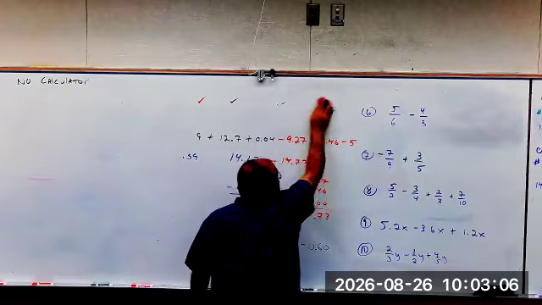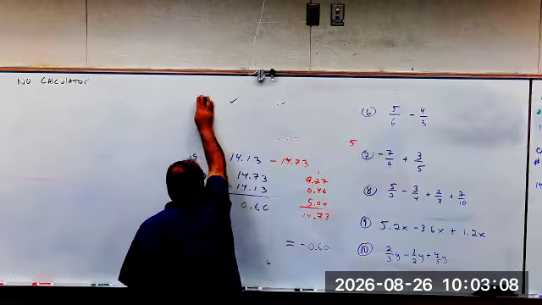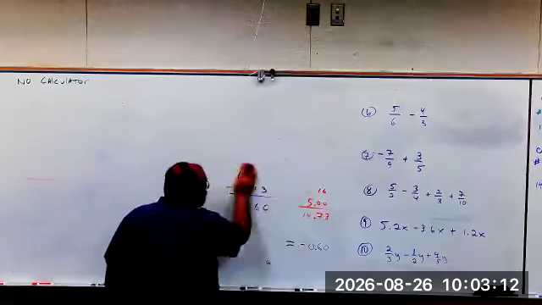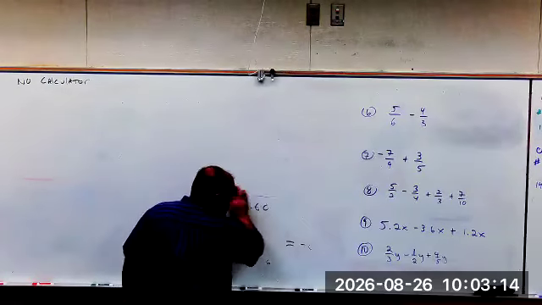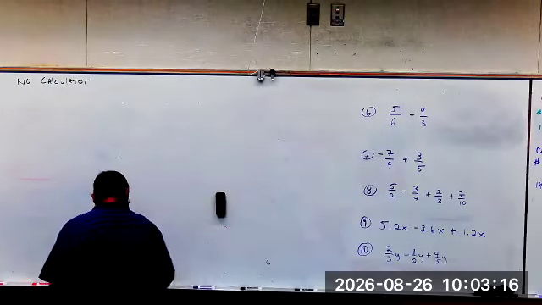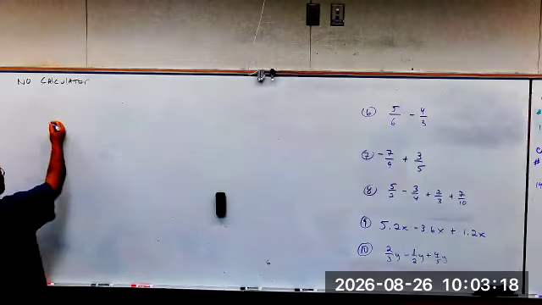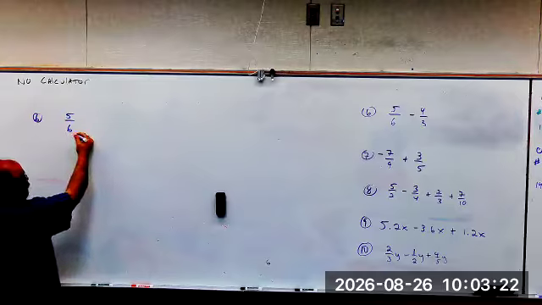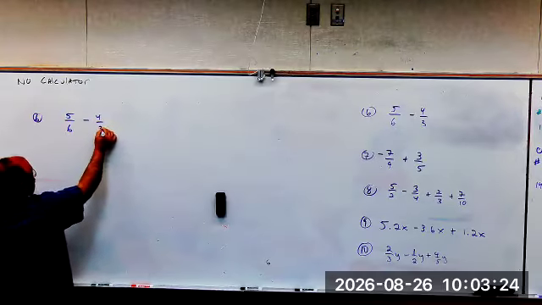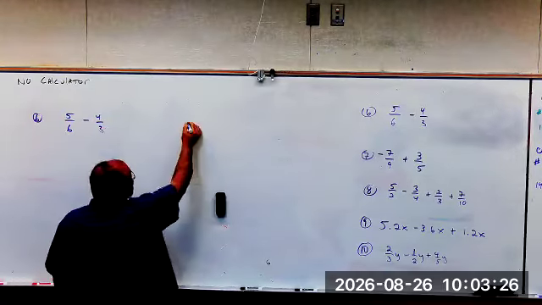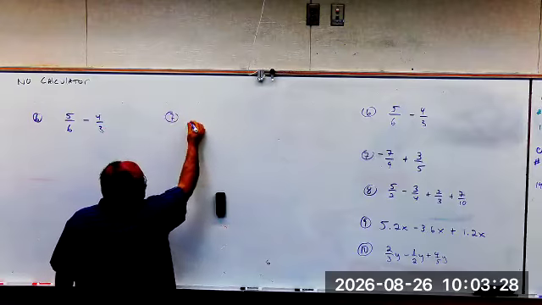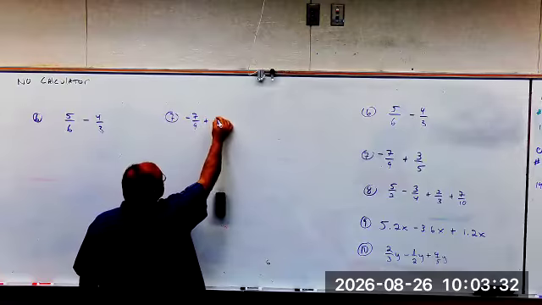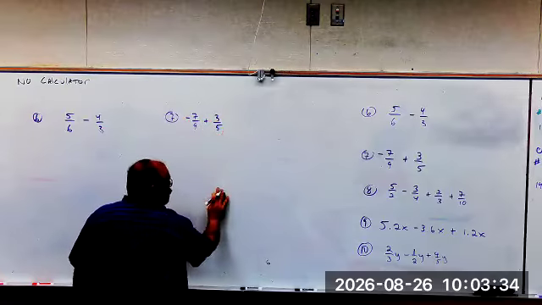Okay, fractions. Five over 6. 5 over 3. 7. 9. 1.